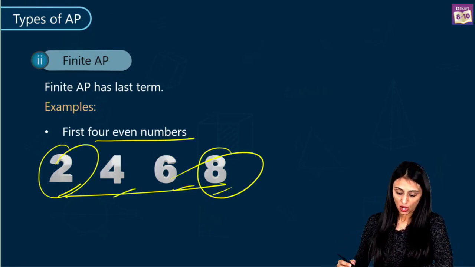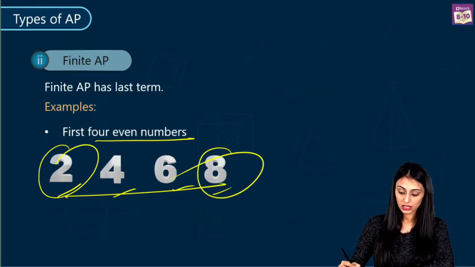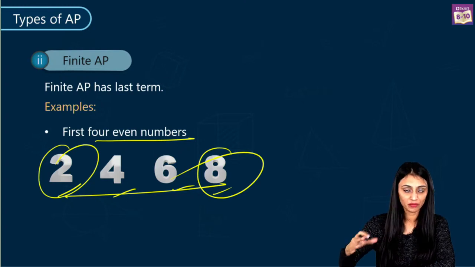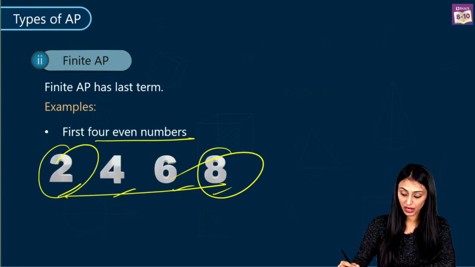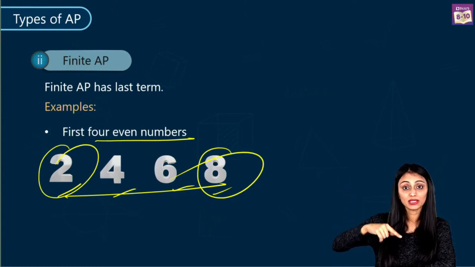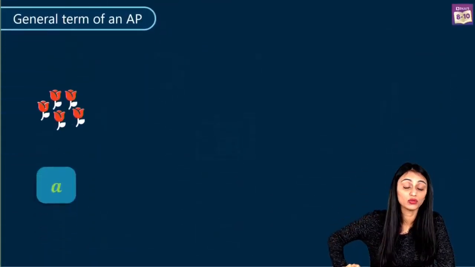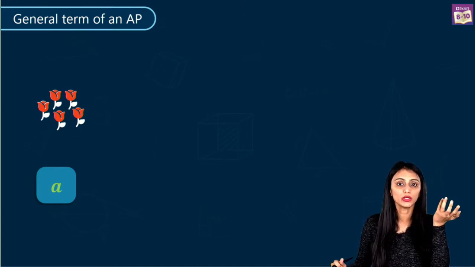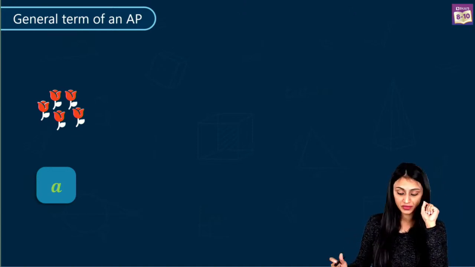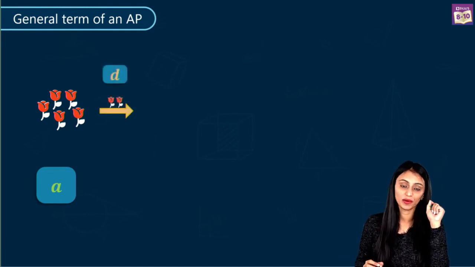Great. All right. Now, till now we saw the different types of AP. We talked about the first term. We talked about the common difference. Now we will see how to find any term of an AP. To know that, we need to find the general term of an AP. So in an AP series, if you wish to find any term, how would you do that? For that, you would require the first term and you need to add the common difference to it.